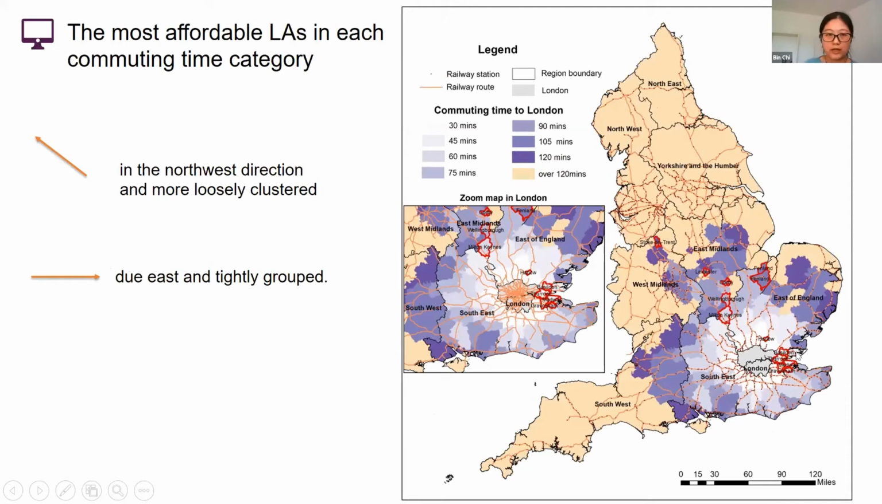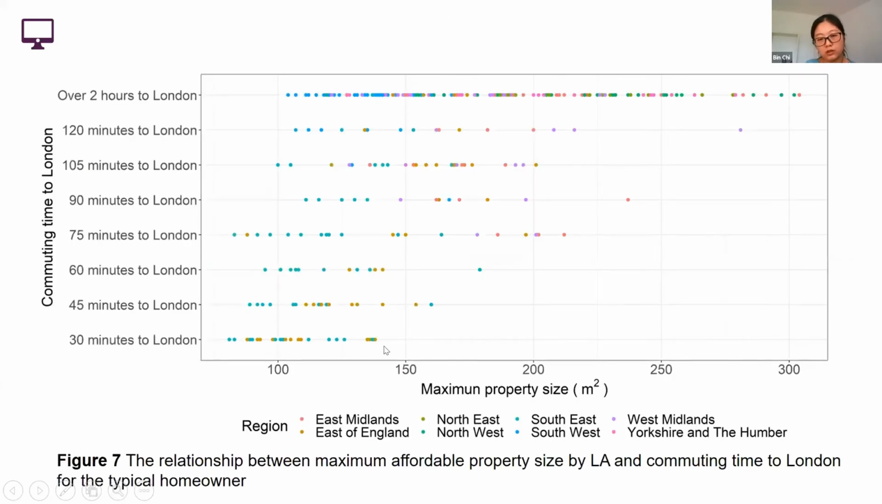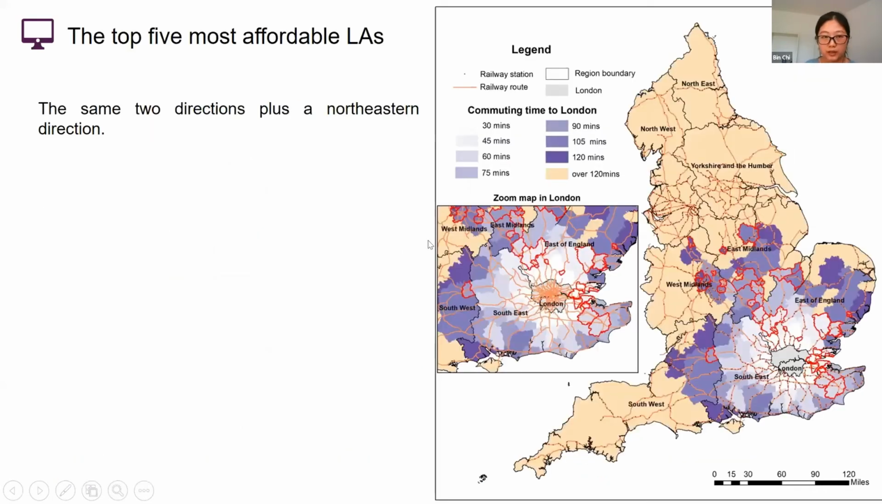So what if we go back to the figures I showed you before? What if we look at the top 5 in each commuting time, which we can see on the map on the right side, in the red color. It still shows the same directions as before, but there is a new direction that occurs, which is the northeast. So now let's look at the details of them.